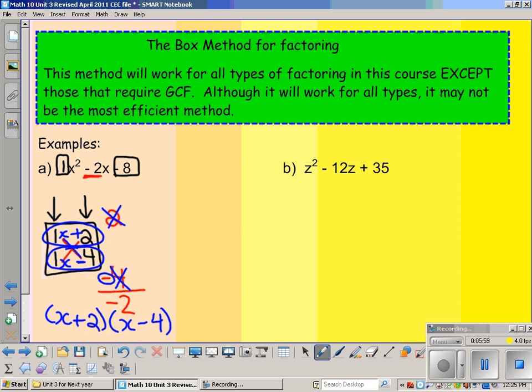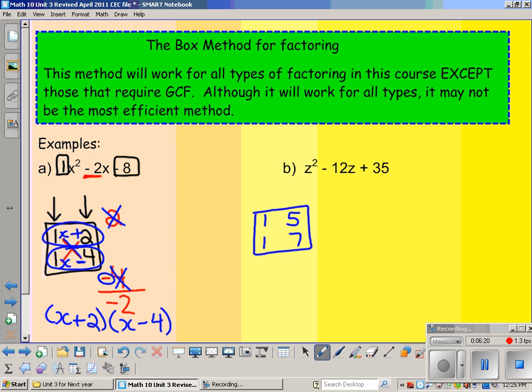Let's try another example. Draw ourselves our little box. Coefficients of the z are 1 and 1. Possible factors of 35: 1 and 35, 5 and 7. 5 and 7 are the two that are closest together, so those are what I'm going to start with.